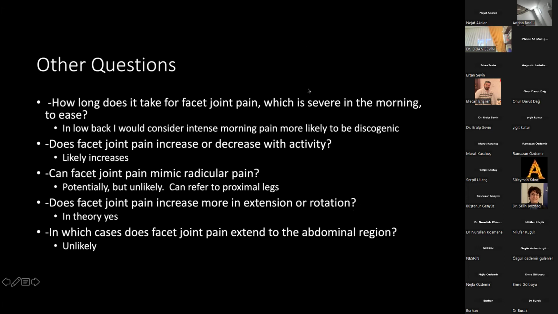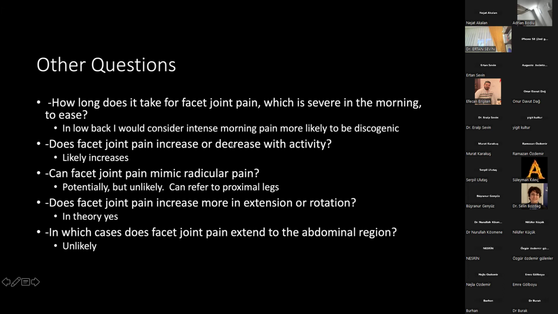I was asked to answer these other questions in my last 4 minutes. So how long does it take for facet joint pain, which is severe in the morning, to ease? If I think of a patient that has severe morning pain and they're young, I'm more worried about rheumatologic or discogenic causes of low back pain. And if they're an elderly patient with low back pain, it may be worse in the morning, but they also tend to have it persist throughout the day.